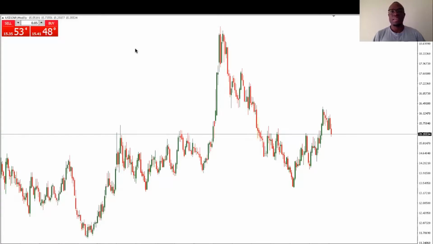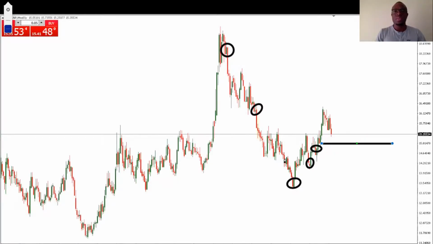So without wasting much of your time, let's get straight into our analysis. We're going to start with the rand. On the USDZAR, we're targeting these order blocks. Initially we're expecting that this move is not going further down. The price is going to be rejected off this order block, right? So we're expecting this pullback, right?